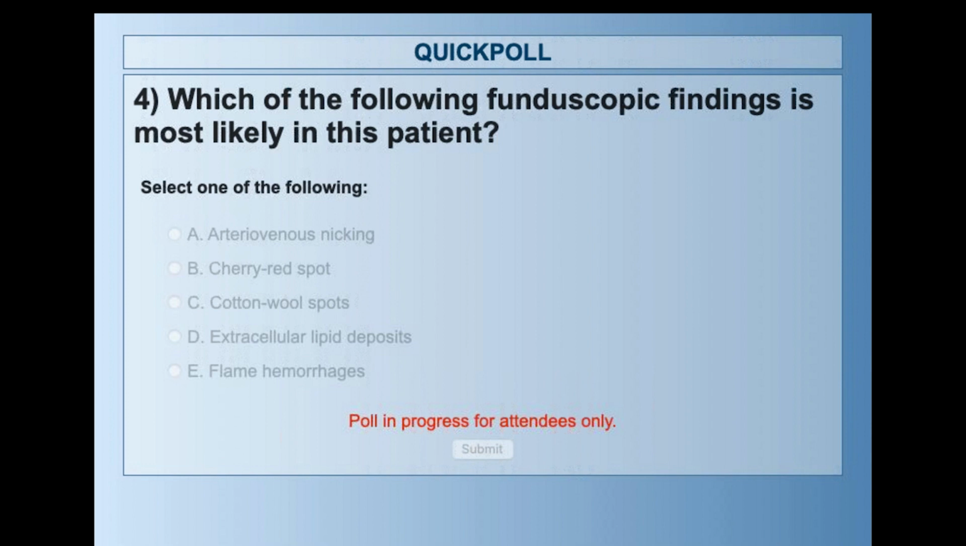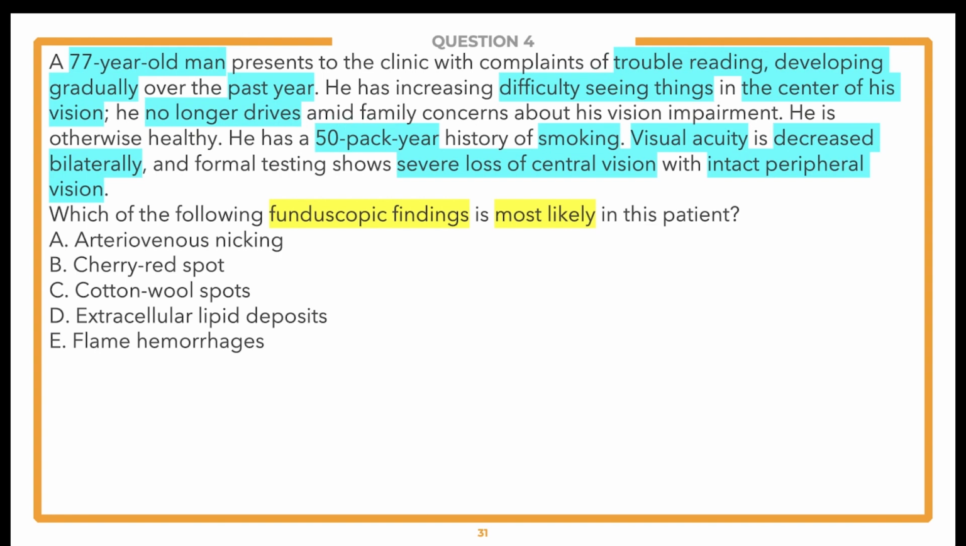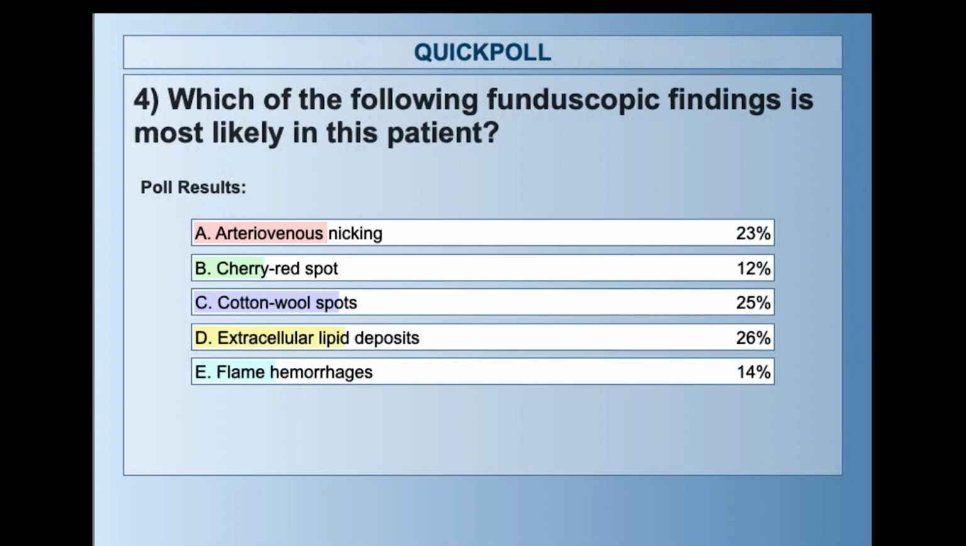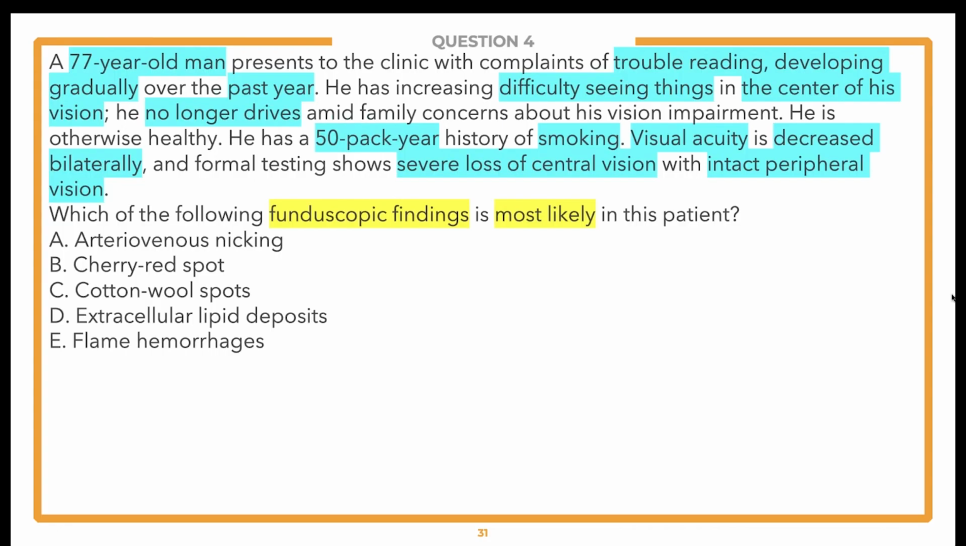Okay, I'm going to go ahead and close the poll. Let's share the results. Interesting, almost a three-way tie between extracellular lipid deposits, cotton wool spots, and arteriovenous nicking. But also, flame hemorrhages and cherry red spot both got a decent number of votes as well. This is interesting. Let's go ahead and hide the results and reveal the answer.